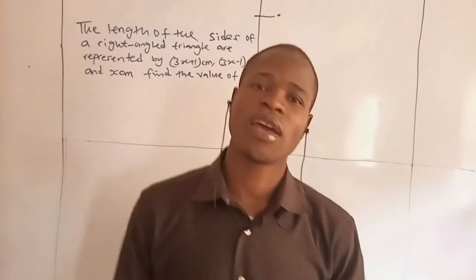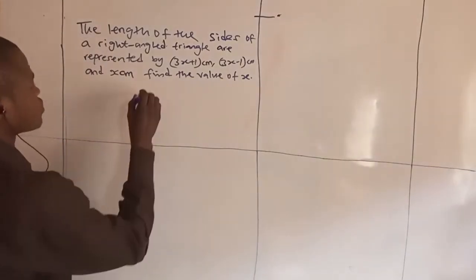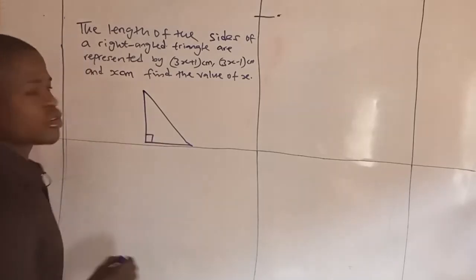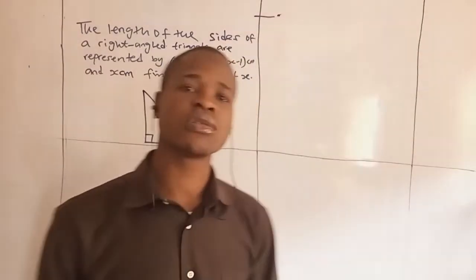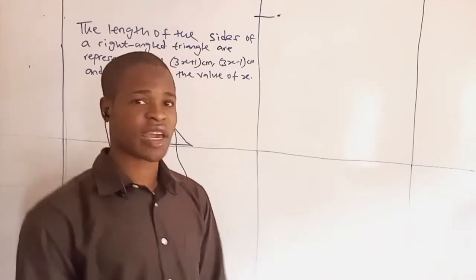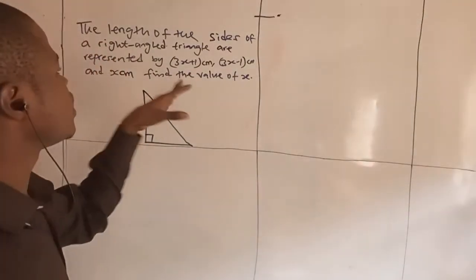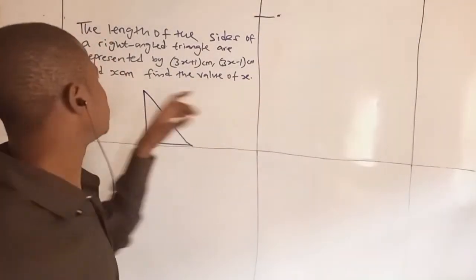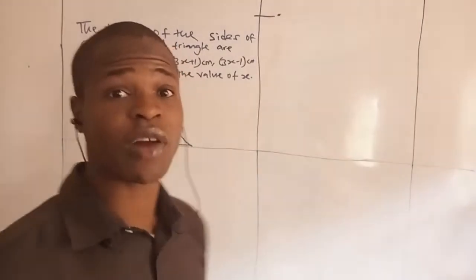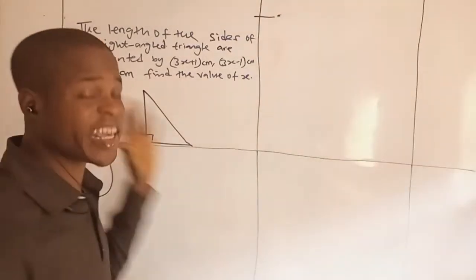Before we move on, let's try and draw our right angled triangle. So this is a typical example of our right angle triangle. To determine our hypotenuse, the hypotenuse happens to be the longest side of a right angled triangle. If we look at our question critically, we have 3x plus 1, 3x minus 1, then x. Let's assume the value of our x is 0, which is not possible because it's not possible for a side of a right angle triangle to be 0.